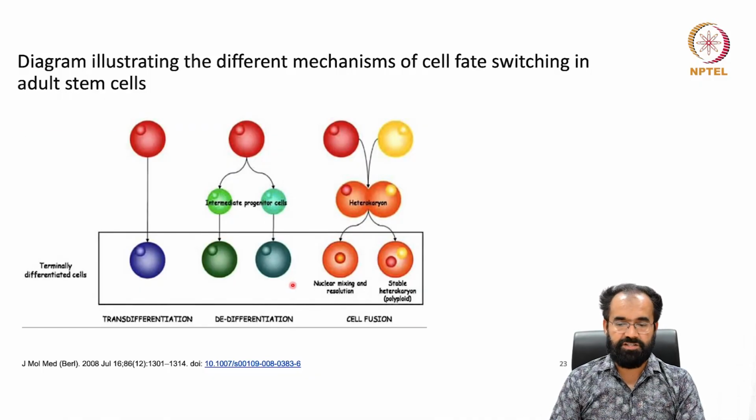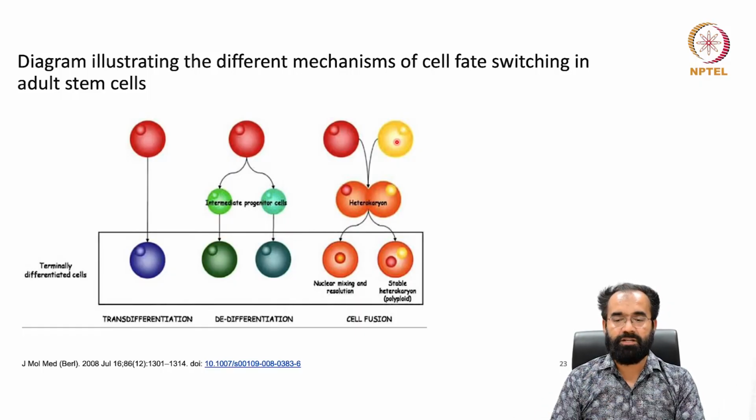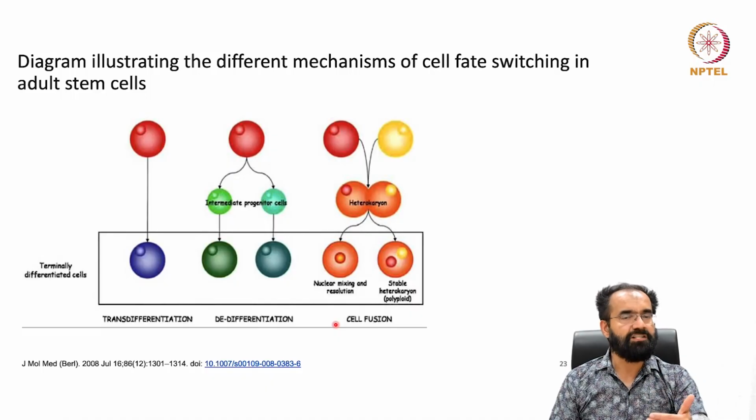It's not trans-differentiation. So here what happens, the existing stem cell is fused with another cell, meaning cytoplasmic mixing happens and you end up getting a heterokaryon. This heterokaryon then undergoes nuclear mixing and resolution, and you end up getting a stable polyploid heterokaryon, a cell fusion, and a unique fate. So these are all the different mechanisms of fate switching. All are trans-differentiation only. The net outcome is trans-differentiation only, the route is different.